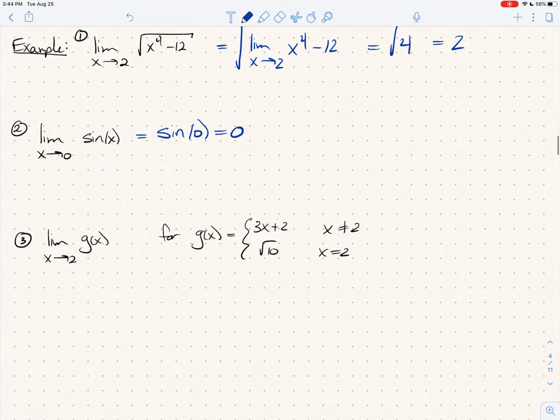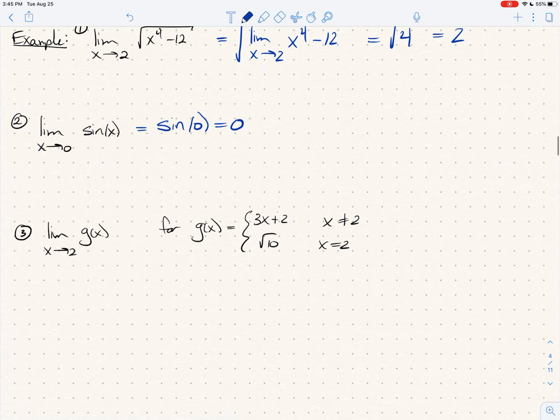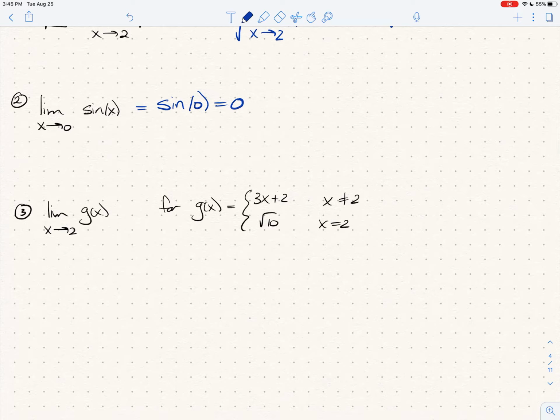And the last example that I want to do with you, I want to study a piecewise defined function. So this function g of x is the line 3x plus 2 whenever x is not 2, and then it's root 10 whenever x is 2. And I want you to realize that this g of x is equal to 3x plus 2. It's the same as the function 3x plus 2, except at a single point, at the point 2.